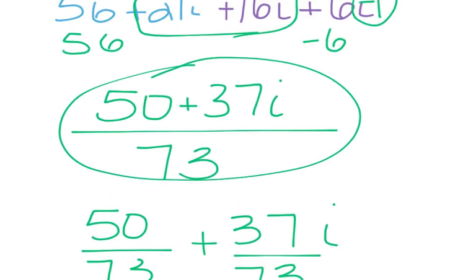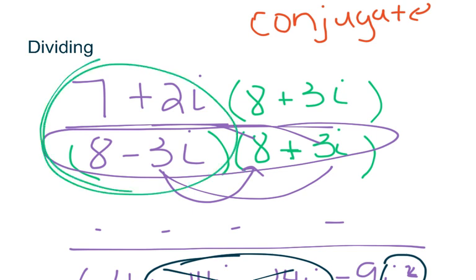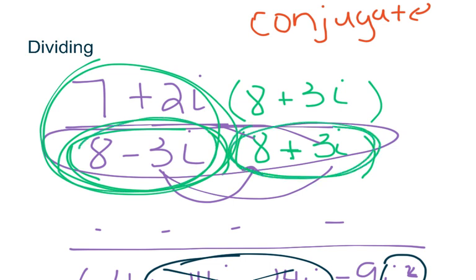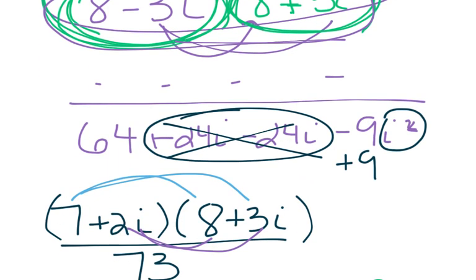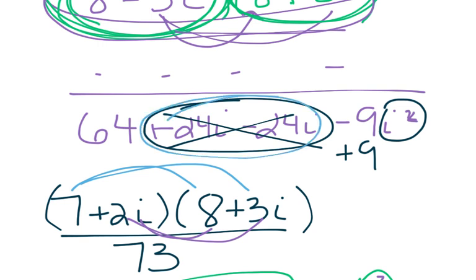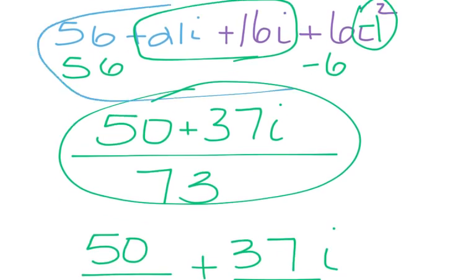So again, your steps on this one, if I go back here, this is what we originally had right here. Took the conjugate, which is 8 minus 3i's conjugate, was 8 plus 3i. But I can't just multiply the bottom. I've got to also multiply the top. When I FOIL out the bottom, there's no i's left. They all disappear. The middle ones disappear. And of course, i squared is negative 1, so that was 73. And then I FOIL out the top, and I get 50 plus 37i.